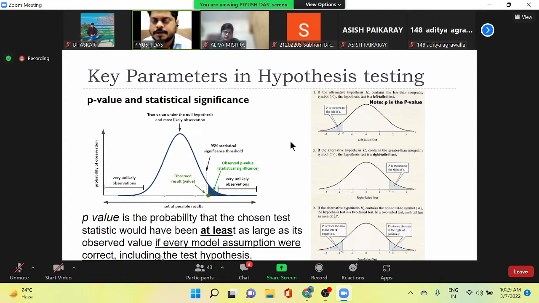Why I've underlined it has a meaning. I'll come back to that later on. But this looks like a very strange, very difficult statement. Let us try to understand it simply. If my null hypothesis is true and I have collected data correctly, I have a robust design, I have taken a random sample, every assumption is true, and my null hypothesis is true, then the p-value is the probability that the chosen test statistic would be at least as large as its observed value, whatever value I am collecting.